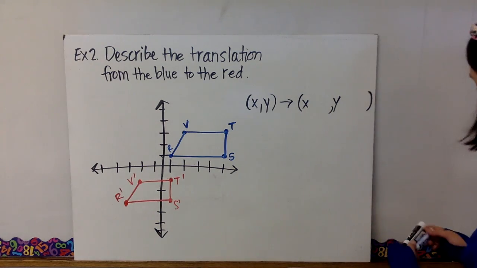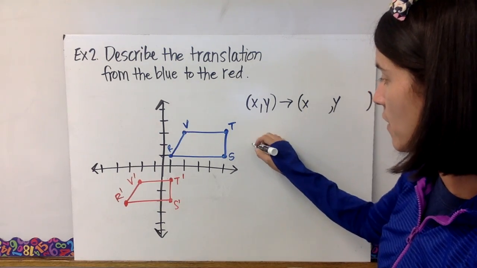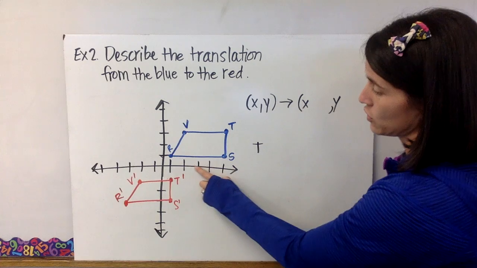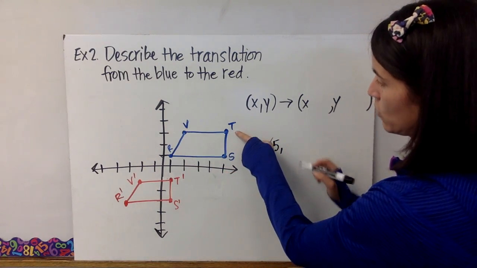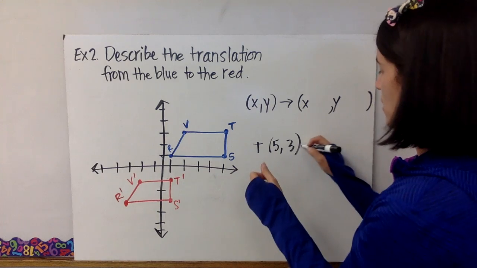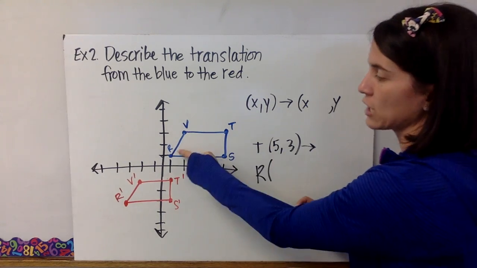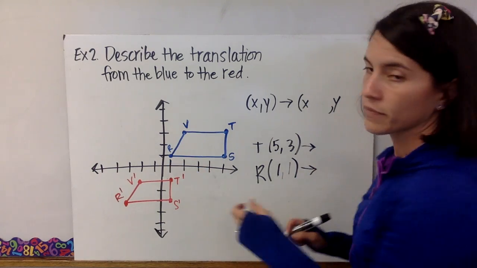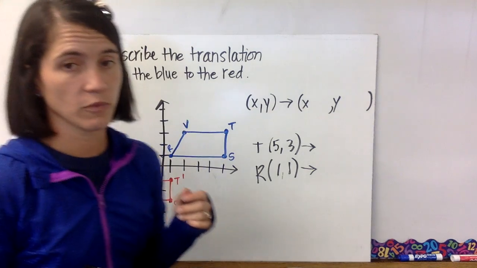So to do that, we need to take a point. We can start with T. The original value of T is 1, 2, 3, 4, 5, and then 1, 2, 3. And let's do one more. Let's do R. Okay, I'm just picking T and R. R is 1, 1. This is how you can tell what the translation was.